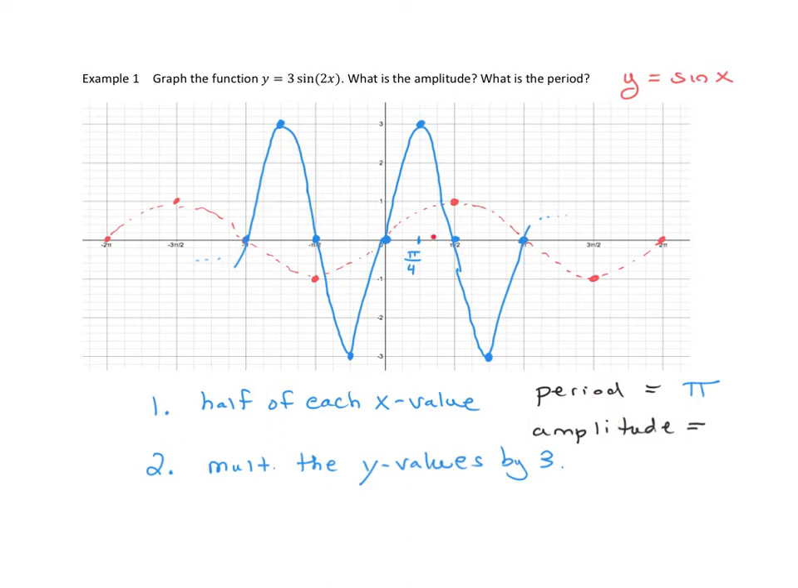The amplitude is how far the graph moves away from this axis. And this time the largest value is 3. We get negative 3 down here, but in terms of distance, we moved a distance of 3 away from this axis, so we will record the amplitude as 3.